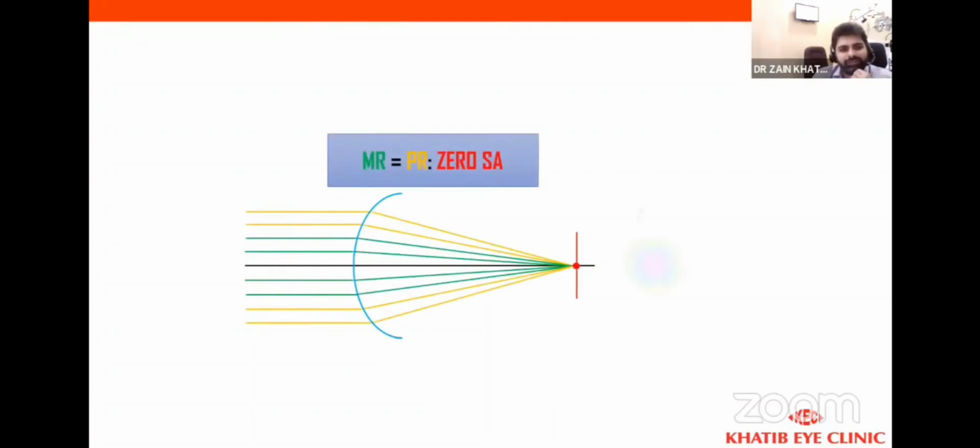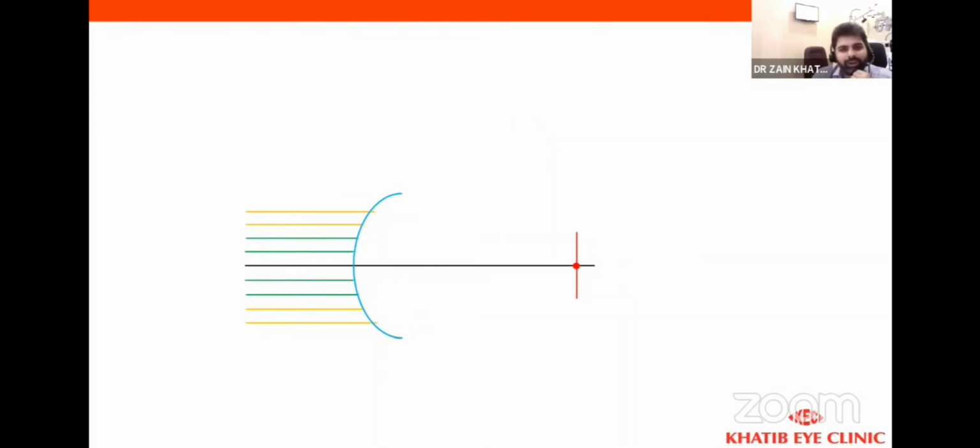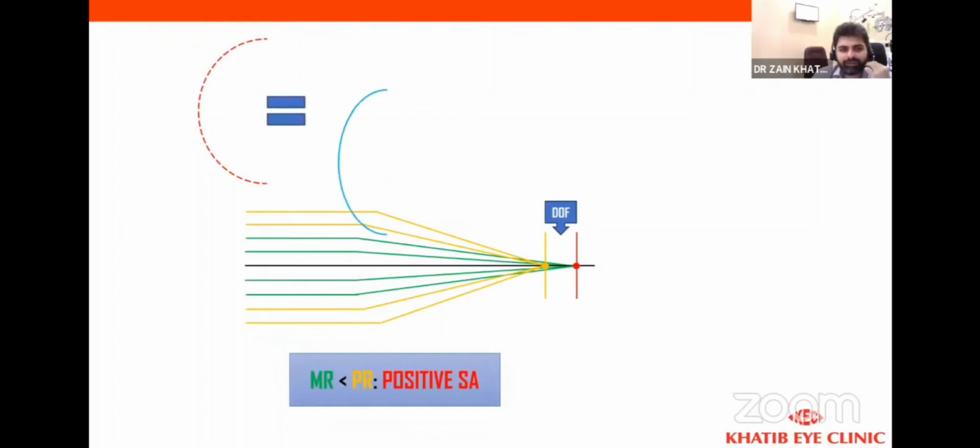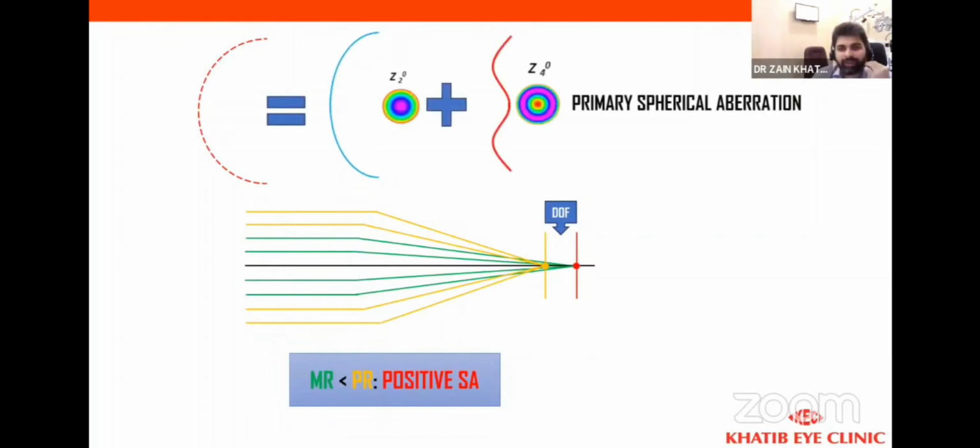But suppose our surface is slightly more curved in the periphery as compared to the center, then the peripheral rays will actually focus in front of the central rays, and this is called positive spherical aberration. Positive spherical aberration leads to some depth of focus. And if we decode this surface, it is nothing but a surface which has Z20, which is defocus, plus primary spherical aberration, which is Z40, because it has four slopes.